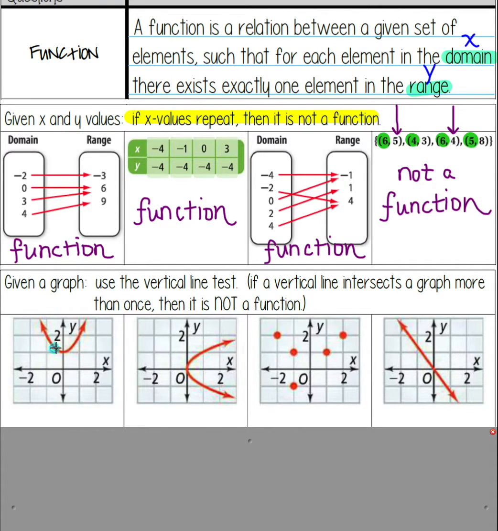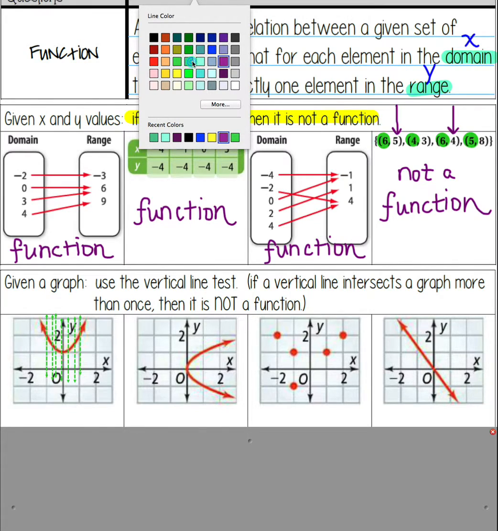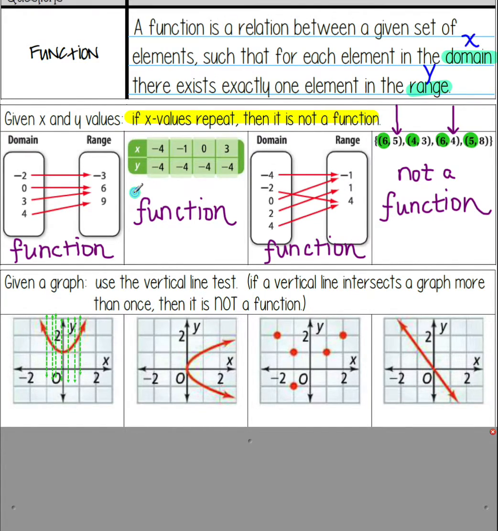On my graph, I have a parabola here, and I'm just going to draw some vertical lines and see. It doesn't matter where they are, I'm just going to draw a few of them and make sure that my graph only hits that vertical line in one place. I'm going to draw a few vertical lines, and then I'm going to go back and look. I have drawn some lines on my graph, and now I'm going to go back through and see if in fact this is a function.